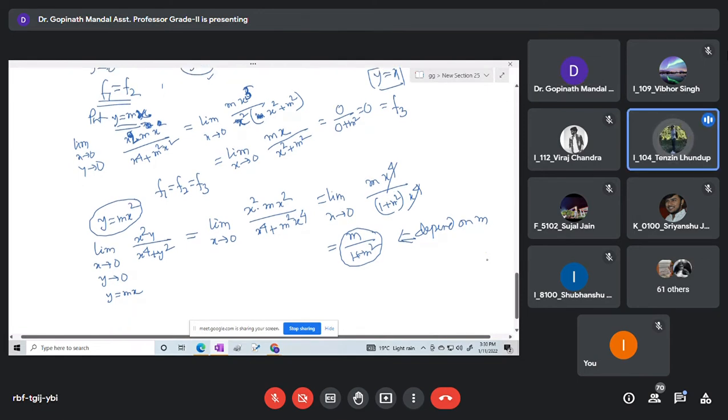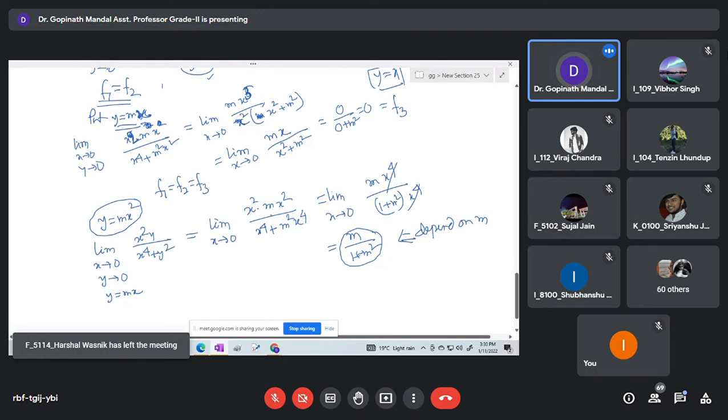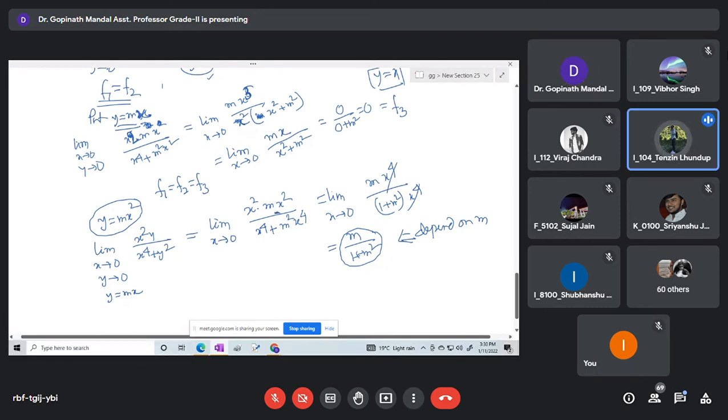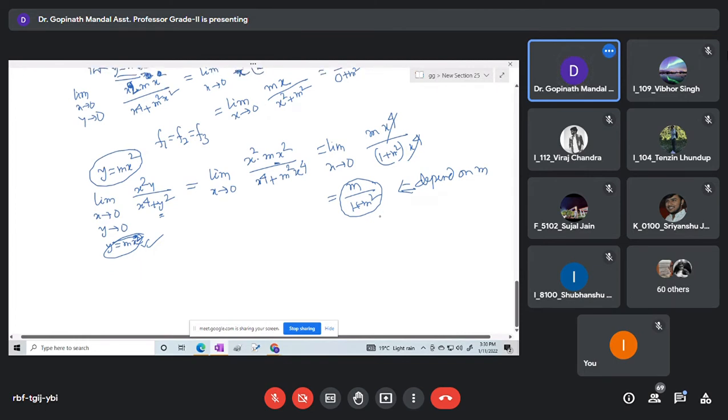Sir, after y tends to 0, y is equal to mx squared now, sir. First, limit x tends to 0, y tends to 0, y is equal to mx squared. mx is correct. Yes, mx is correct. So it depends on m. That means this is f4. That means we can say that f1 equal to f2 equal to f3, but not equal to f4. So here the limit does not exist.